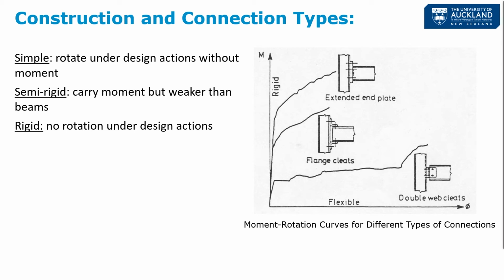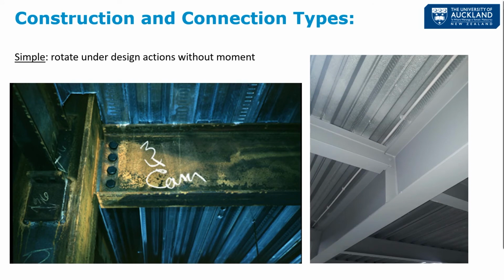So the first one's going to be a simple connection. So with these simple connections, they're typically bolted on the flange, and then there'll be a small plate coming out from the column, and you can see those connections there. The big thing to note and how you can delineate whether these are a simple connection and they're flexible and effectively pinned is that the flanges are not connected.